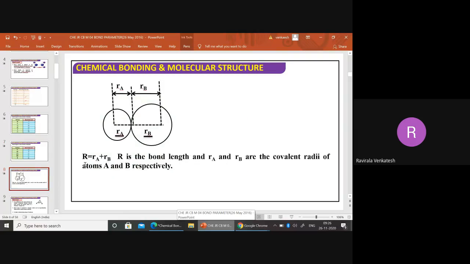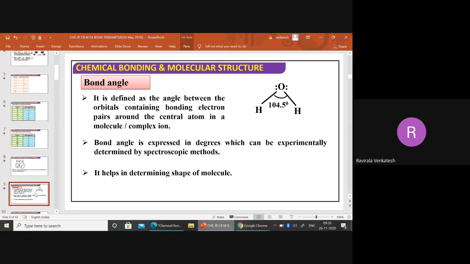Next, how to calculate the radius? Half of the distance, isn't it? Half of the distance of bond length is nothing but called radius, actually. In bond angle, we already discussed this one. Angle between the orbitals, isn't it? Just now we completed this one. The angle between the orbitals containing bonding electron pairs. These are the bonding electron pairs. The angle between these two bonds is nothing but called bond angle.